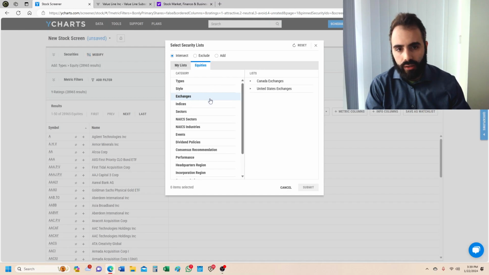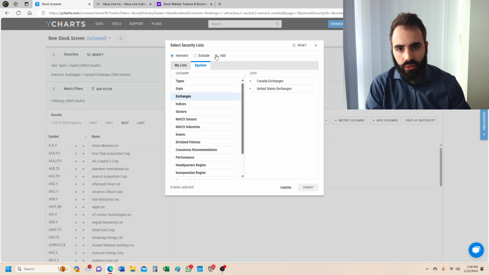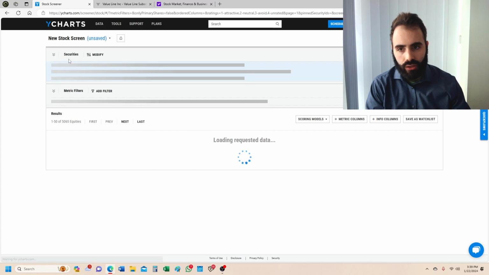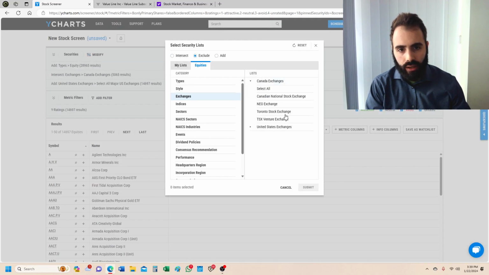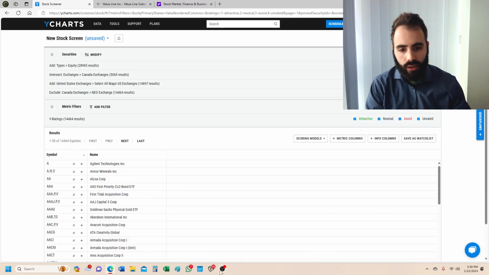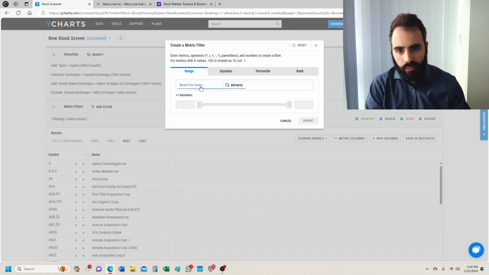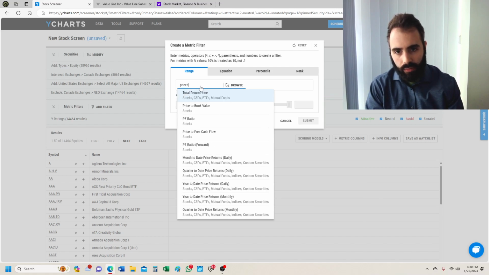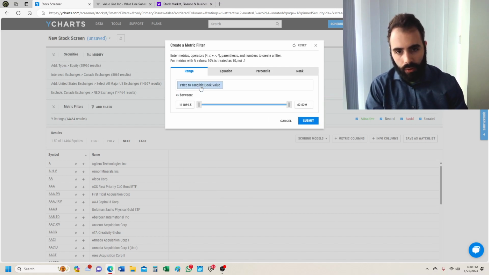My first thing that I like to do is set the exchanges to the Canadian exchanges as well as the major U.S. exchanges. I generally exclude the NEO exchange because for my purposes it's not really relevant, since those companies are covered on the U.S. exchanges anyways. In terms of filters, we're going to be looking at companies trading below tangible book value.